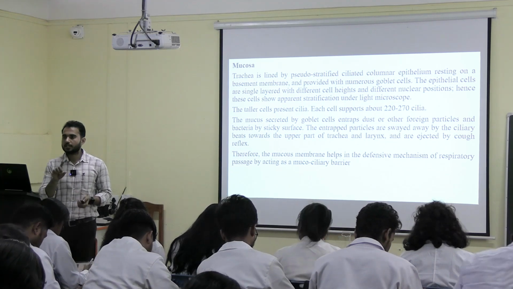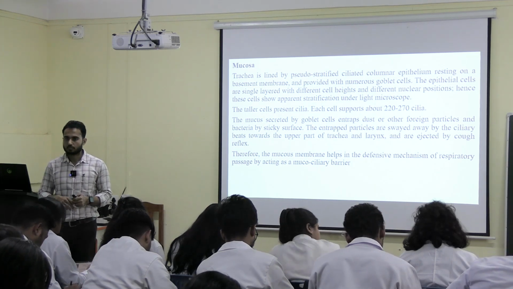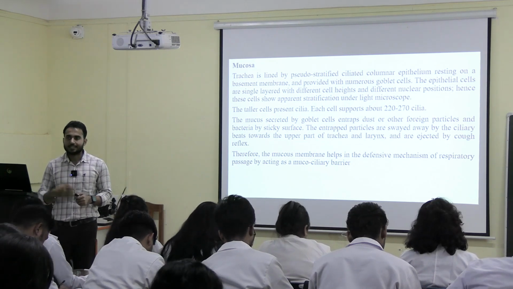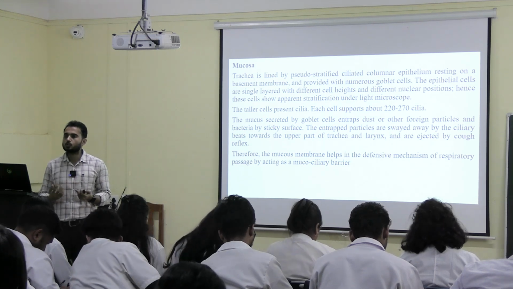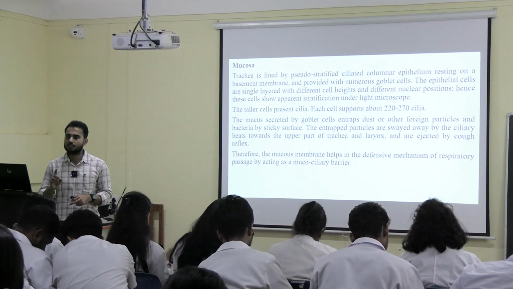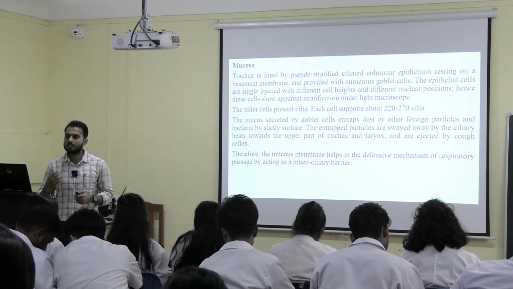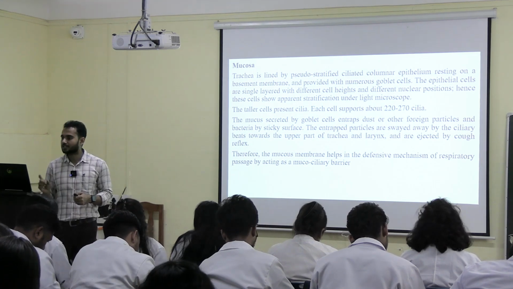The brush cells have blunt microvilli on their surface. They are chemosensory. When an irritating material goes inside the respiratory system, this particular cell will sense it and produce a cough reflex so that it can be thrown out of the respiratory tract. That is the function of the brush cells.